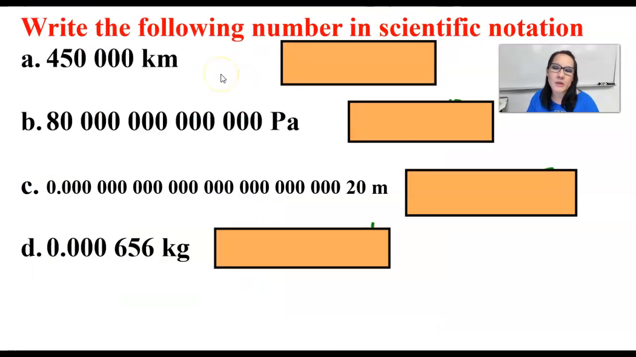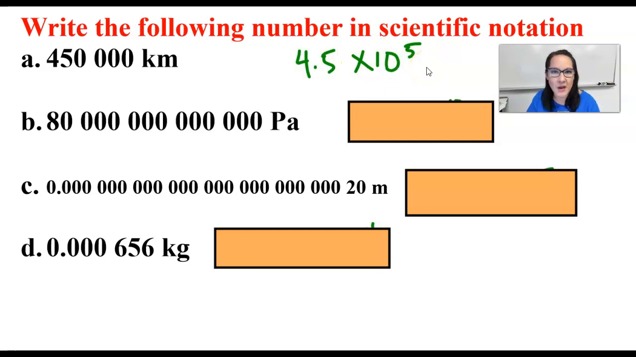Write the following numbers in scientific notation. So here, this has a very large number, larger than 1, so it's got to have a positive exponent. And then I need to move my decimal to be between the first two non-zero numbers, which is the 4 and the 5. So I'm going to have a coefficient of 4.5 times 10 to the positive, and how many spots do I have to move it? 1, 2, 3, 4, 5. So it's going to be 4.5 times 10 to the 5.